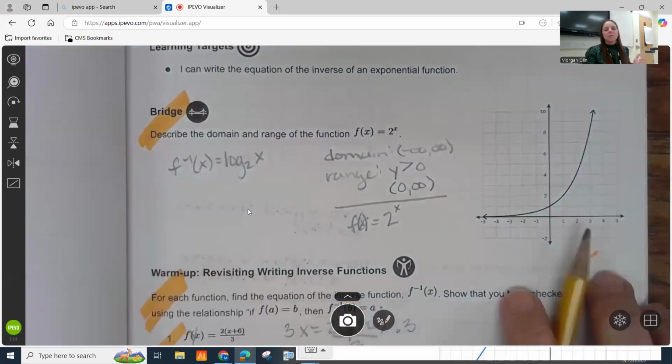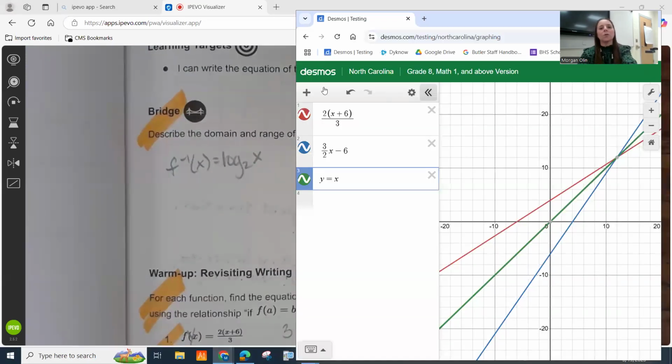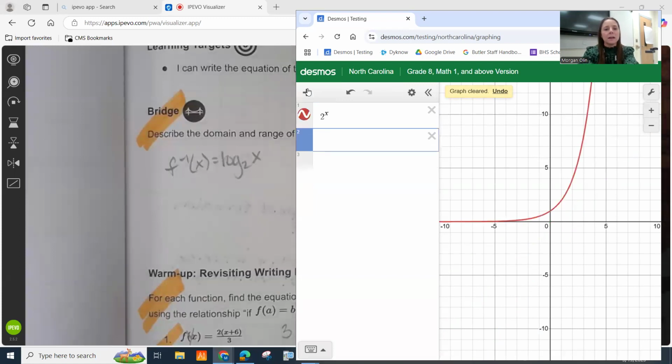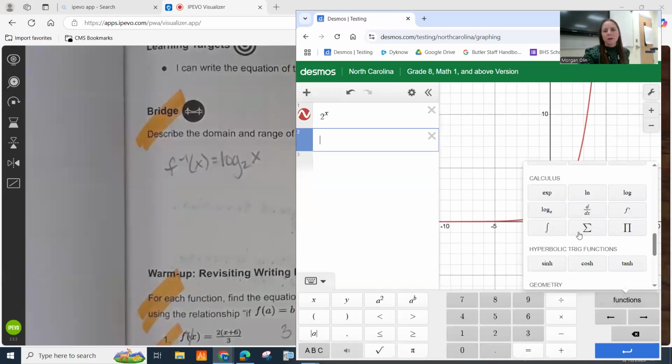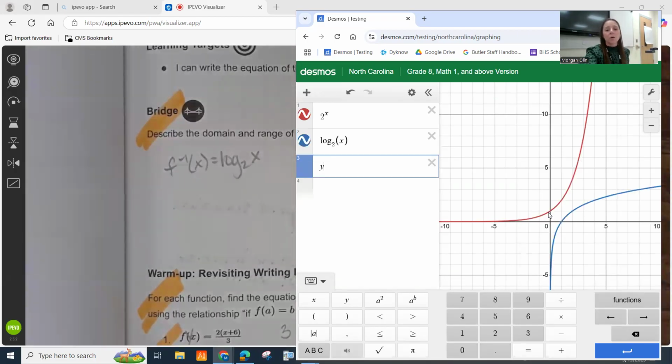And remember when we plug it in, let's go graph it right here. So we'll graph the original, 2 raised to the x. And then here, log, remember that it's going to be underneath the keyboard. We go to functions and we scroll down. It's where it says calculus, but this log base, we put 2 and then we say x. And if we put in y equals x, doesn't it look like it reflected?